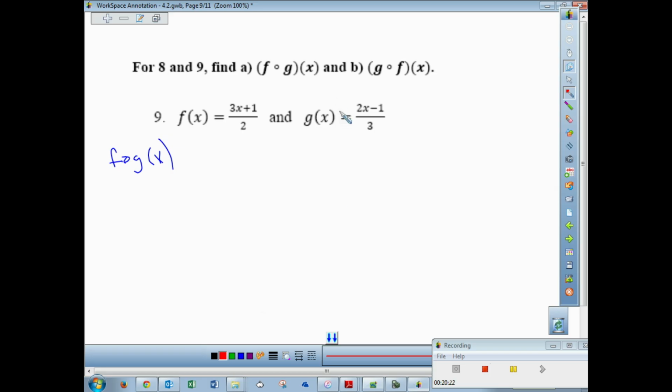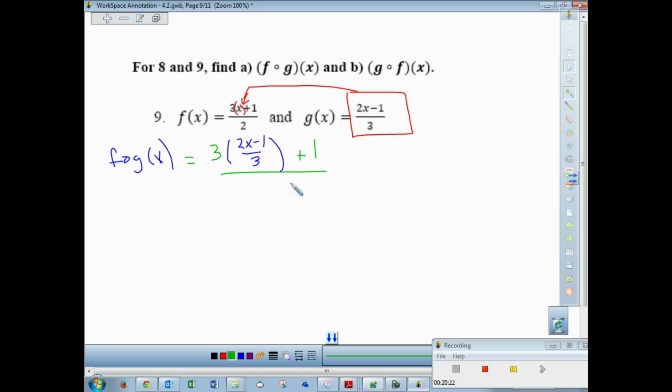This thing, got to take g, right? We'll take our time on this one because of the crazy fractions. He's got to go in for x into the f function. Y'all down with what we're supposed to do? It's going to get messy. So 3 times 2x minus 1 over 3 plus 1 all over 2. You cool with my substitution? It looked messy to start with.